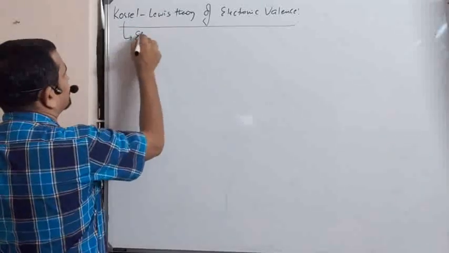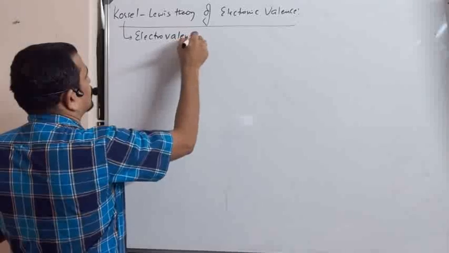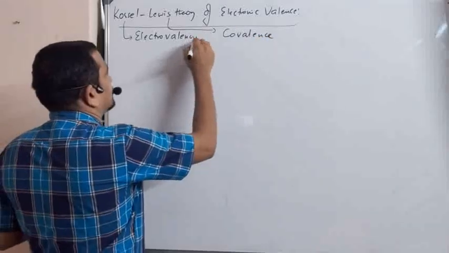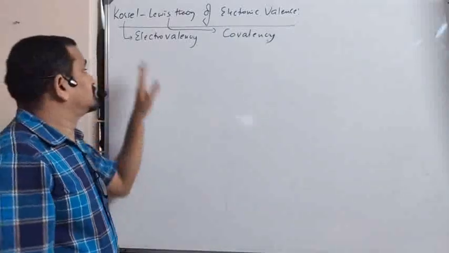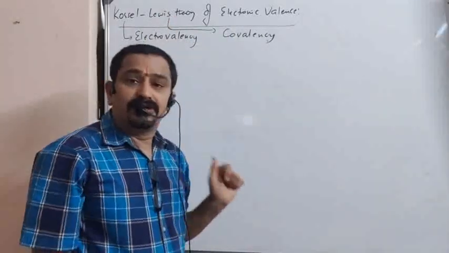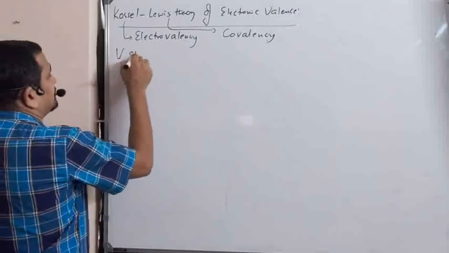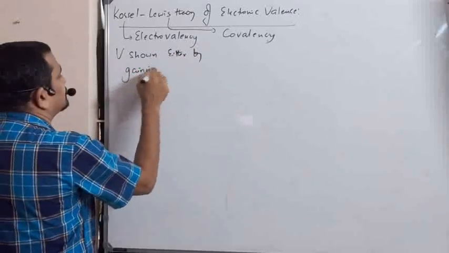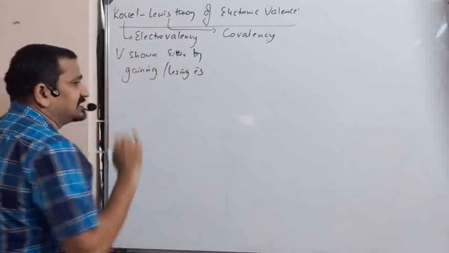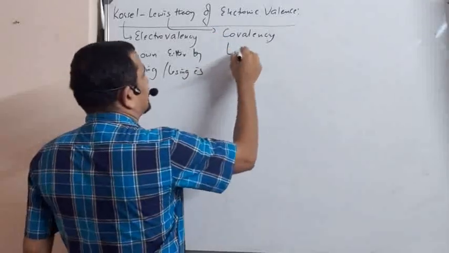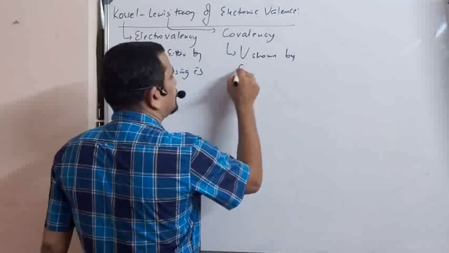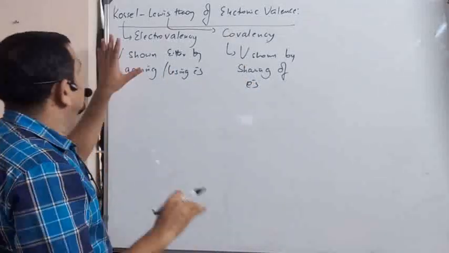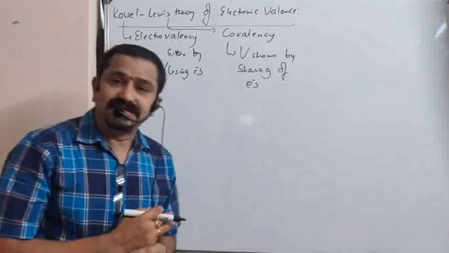But the difference is Kossel explained electrovalency, and Lewis explained covalency. No problem, that's not an issue. What is meant by electrovalency? Valency shown either by gaining or losing electrons is called electrovalency. Covalency means valency shown by sharing of electrons. So, electrovalency was explained by Kossel and covalency was explained by Lewis.